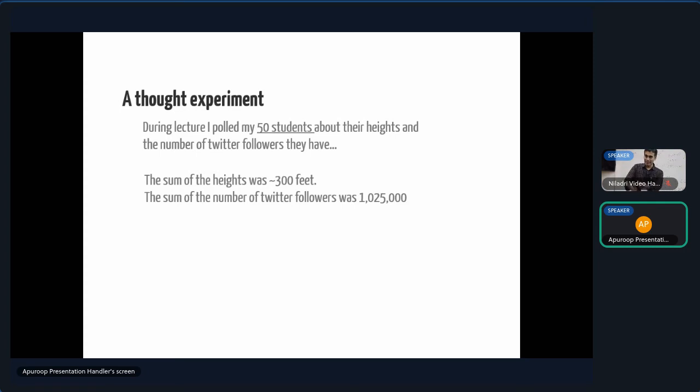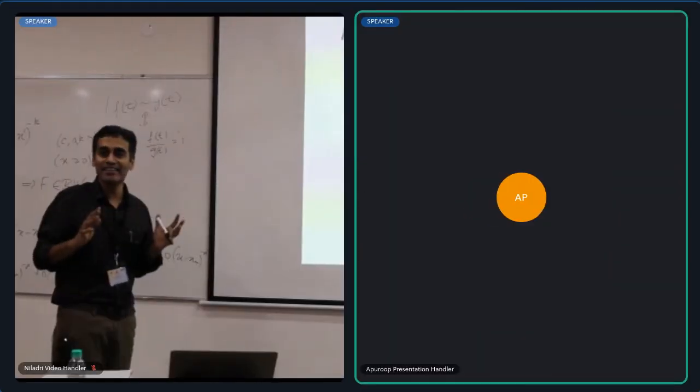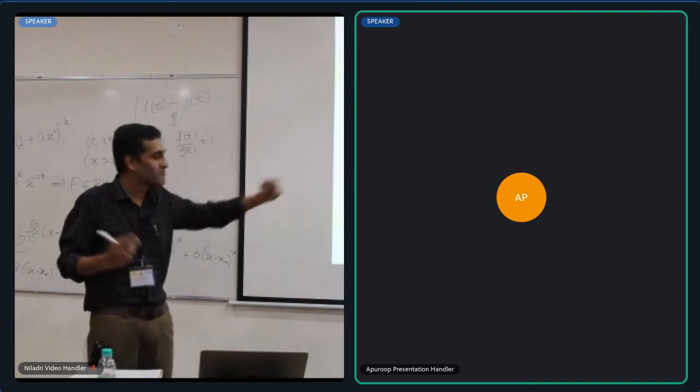Suppose I take a poll and measure all your heights, and it turns out that the sum of the heights ended up being, let's say, 300 feet. And I also polled how many Twitter followers you have, assuming all of you are on Twitter, and in both cases, the sum ended up being higher than what I would expect. For example, the sum of the heights was close to 300 feet. That means, on average, everybody is a 6-footer in this room, which is an extremely unlikely occurrence. The sum of the number of Twitter followers is some million plus. That is also a somewhat unlikely occurrence.